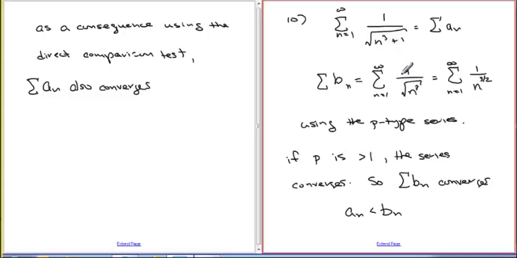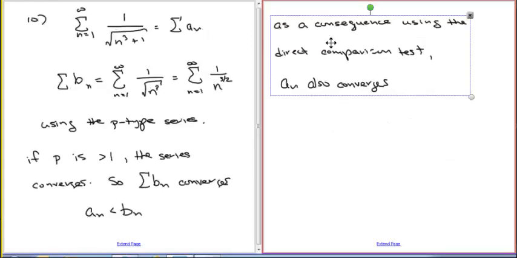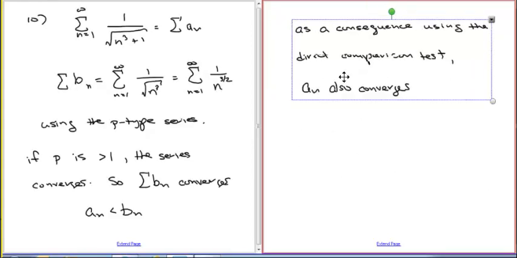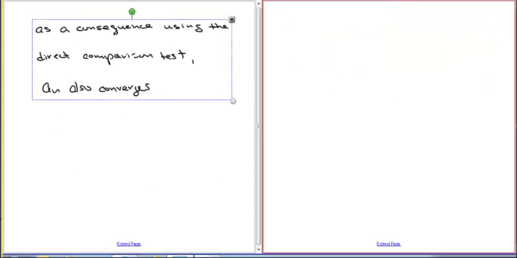N is positive, so we're going to have a positive number. As a consequence, using the direct comparison test, A sub n also converges. And the last one of these examples.